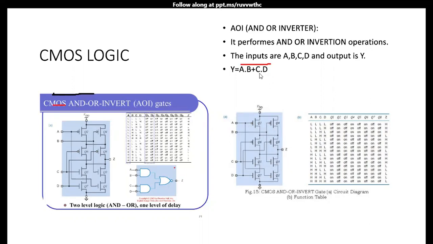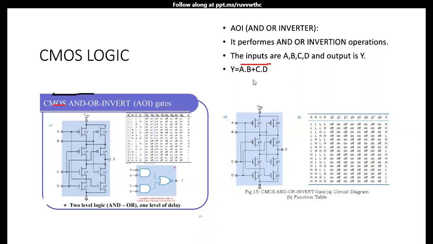Again, to perform this C dot D operation, I am taking two more PMOS transistors in parallel and two NMOS transistors in series. I am connecting the C input to one PMOS transistor Q6 and one NMOS transistor Q5, and the D input to Q8 and Q7. So to perform C dot D, I am taking Q6, Q8 in parallel and Q7, Q5 in series.